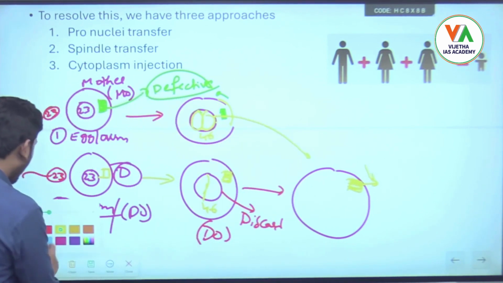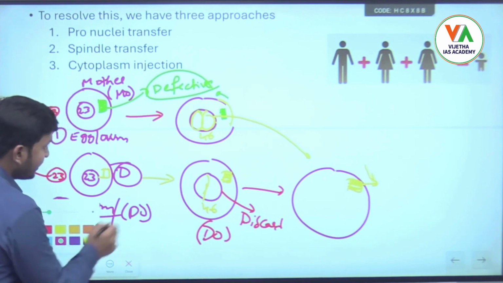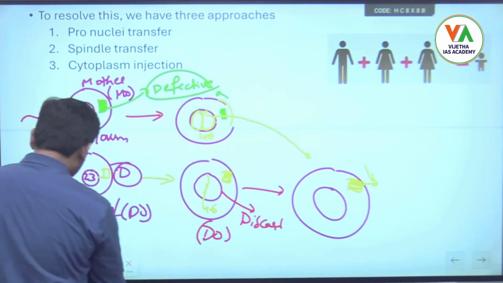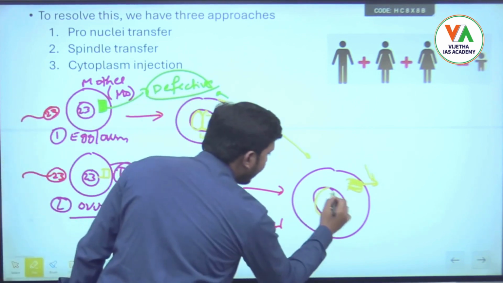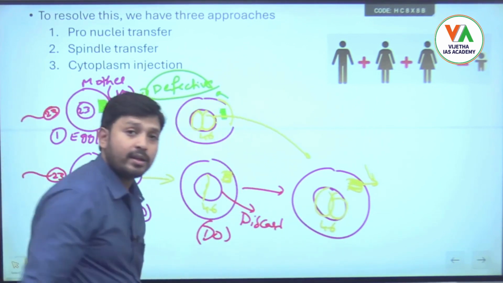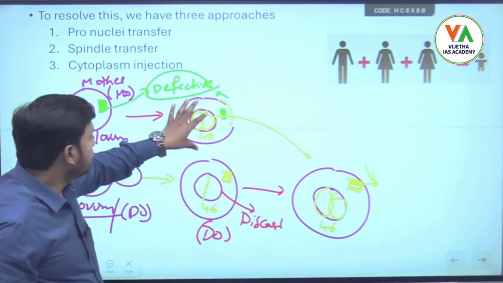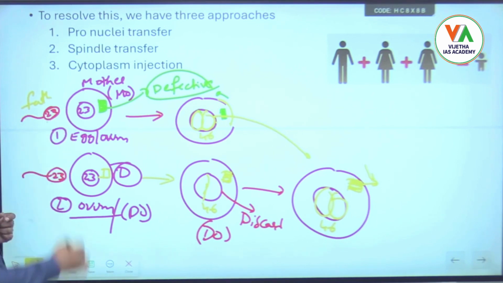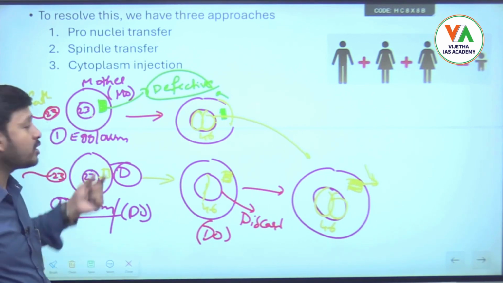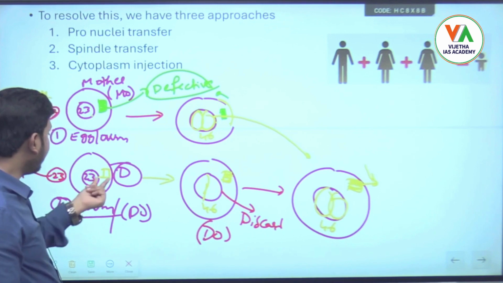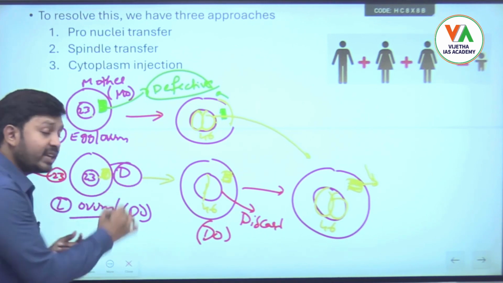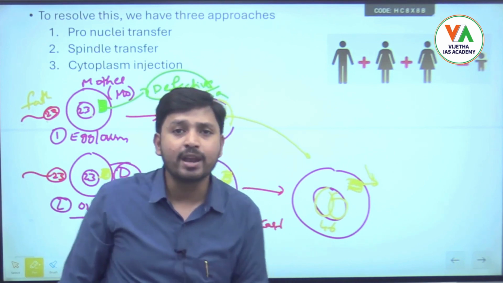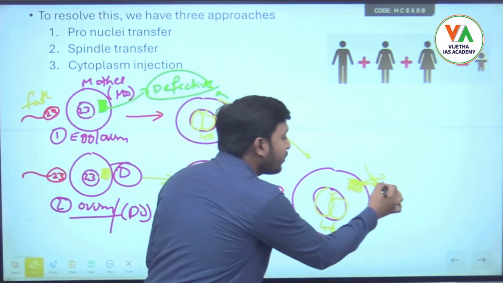So what will happen here? Whatever this is there, I will try to transfer this one here. So 46, right? If you see these two, this is from father: these 23 chromosomes are coming from the father and these 23 chromosomes are also coming from the mother. But whatever the DNA that is there in the mitochondria of the donor, that is also having some DNA, right? So that is also some DNA from the third person.